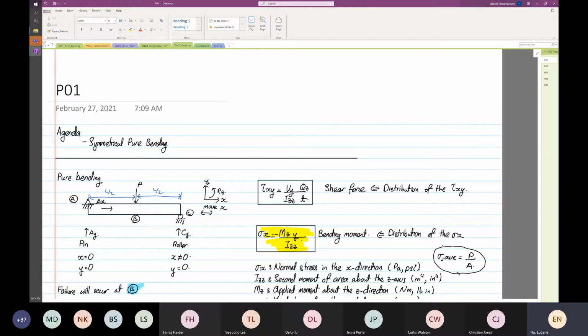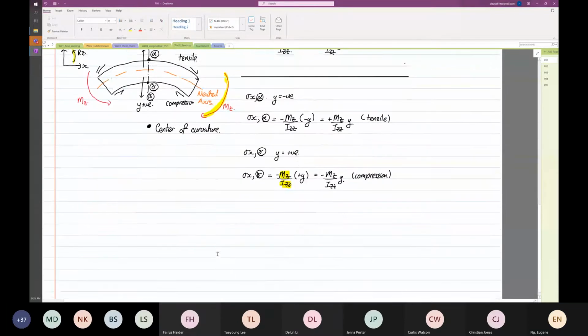Now, any questions so far, please? Anyone? No? I have no questions? Okay. I have a question. Yes. So where does this minus come from, the minus that we have originally in the formula, minus M?